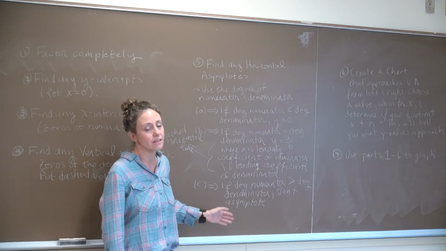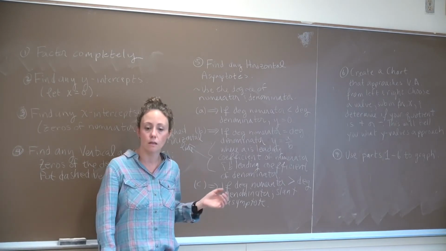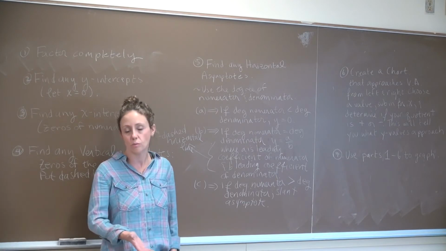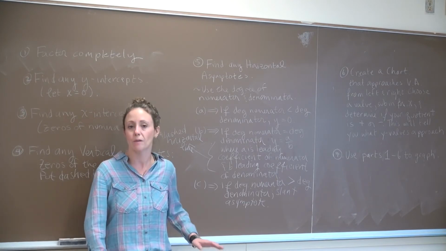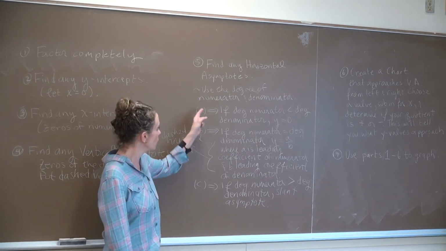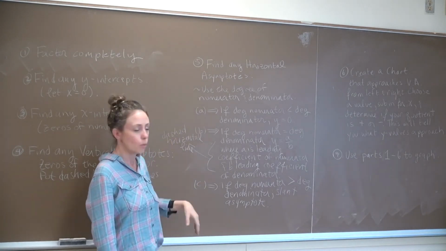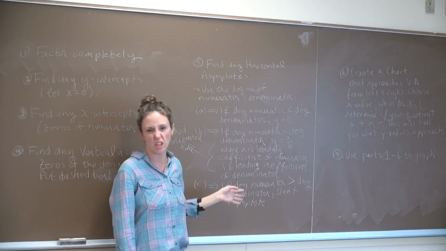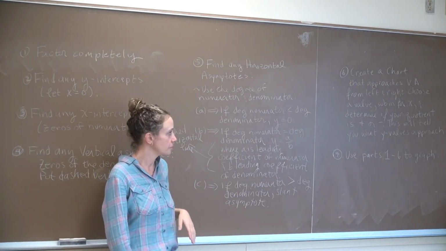But if it does happen, you would divide the numerator by the denominator. Whatever the remainder is, that's what the asymptote will look like. But again, we're not going to worry about that in the scope of this class. We're really going to focus on these first two. What happens if the degree of the numerator is less than the degree of the denominator? What happens if they're equal? We're going to focus on these first two.